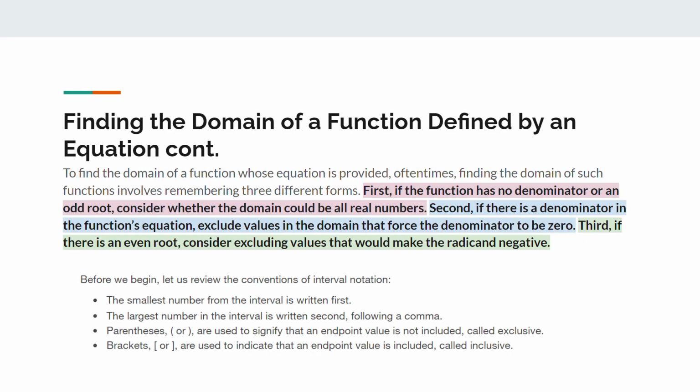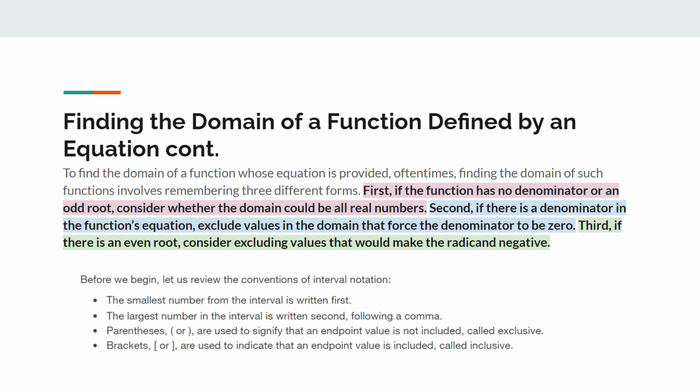To find the domain of a function whose equation is provided, it often involves remembering three different forms. First, if a function has no denominator or an odd root, consider whether the domain could be all real numbers. Second, if there is a denominator in the function's equation, exclude values in the domain that force the denominator to be 0. And lastly, if there is an even root, consider excluding values that will make the radicand negative.